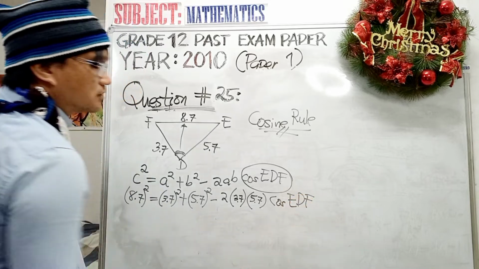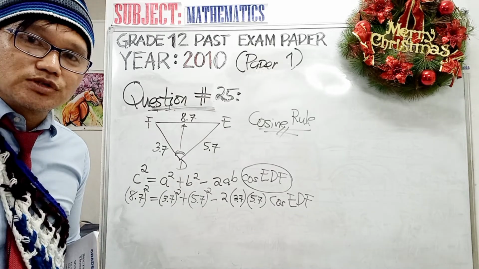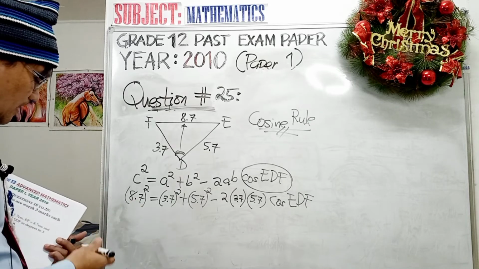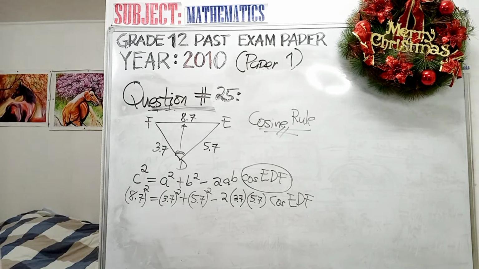Now the good thing about grade 11 or grade 12 is that they are allowed to use the scientific calculator, so it is easy for them to work out decimal numbers. So now we are going to use the calculator to find the values for this question.